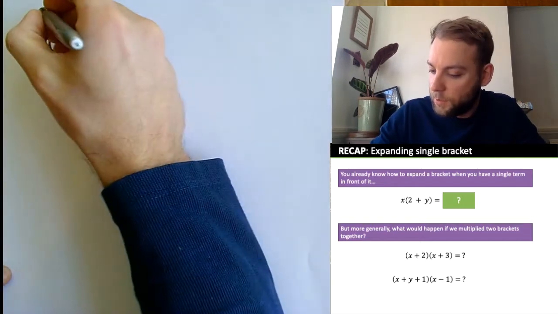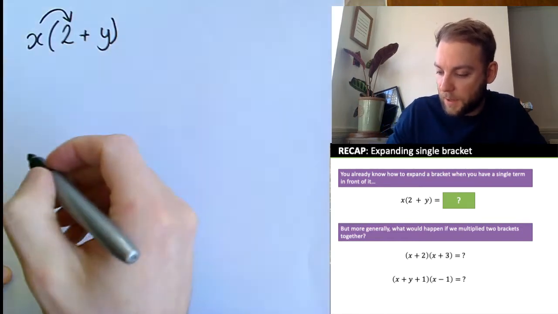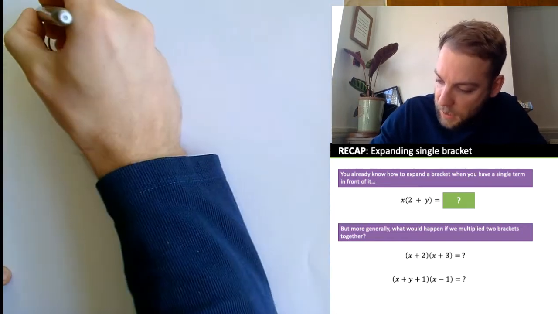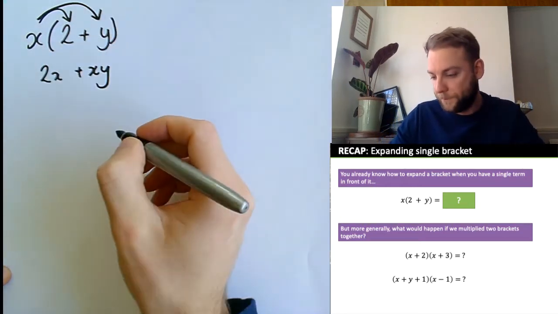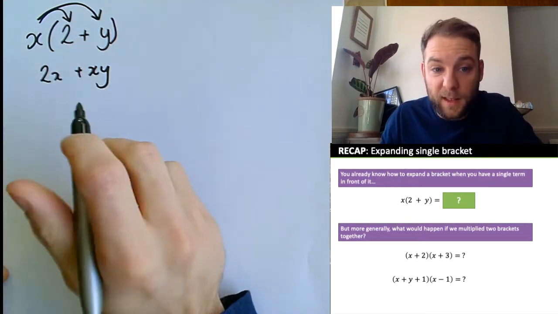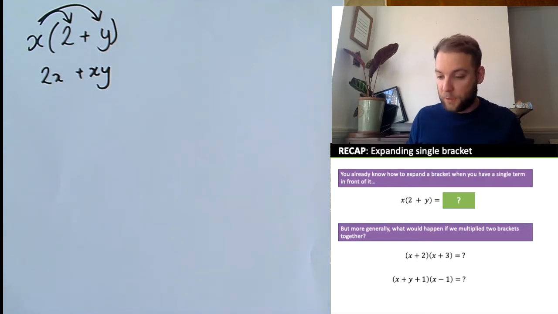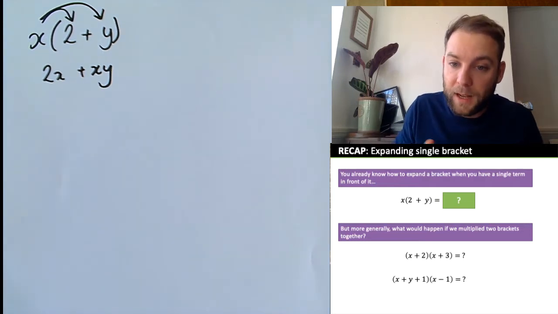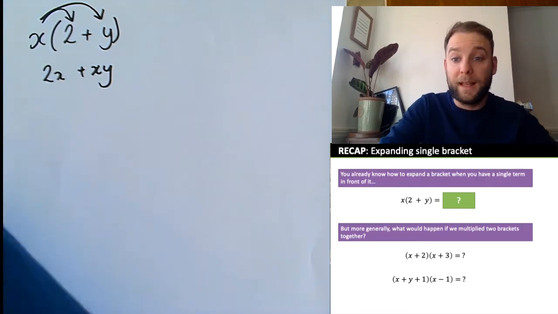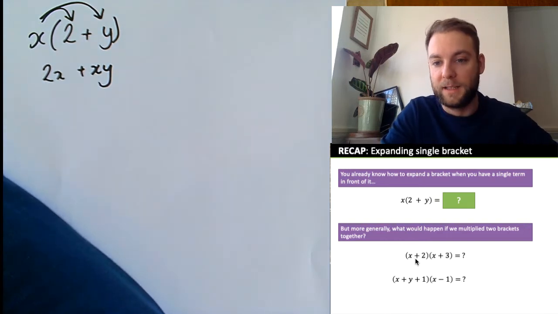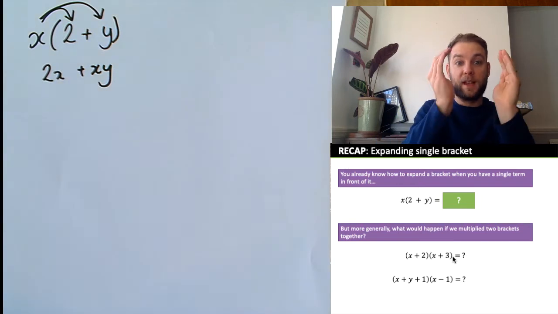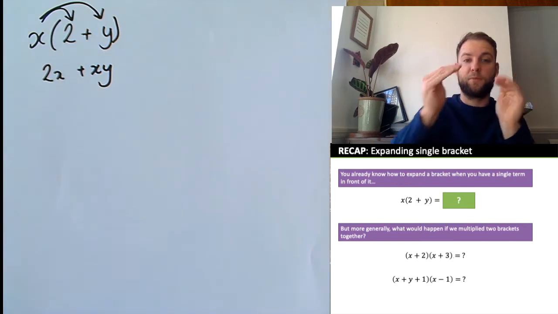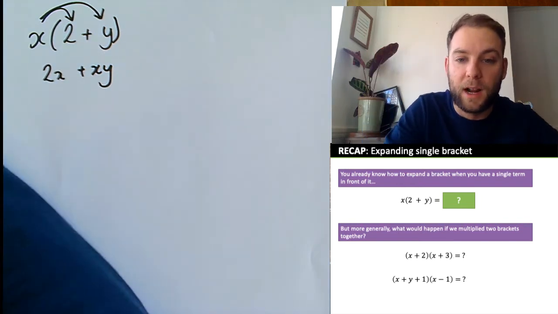So first thing we're going to do is we're going to times the x by the 2, which gives us 2x, and we're going to times the x by the y, which gives us xy. So that's the first one done, but sometimes we get ones which are a little bit bigger than this. If you look at the one underneath, we've got two brackets here, so x plus 2 times x plus 3. Now, we're timesing each of the things in that first bracket by everything in that second bracket.